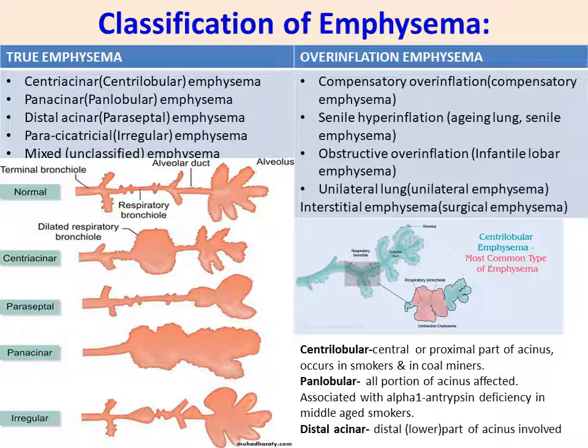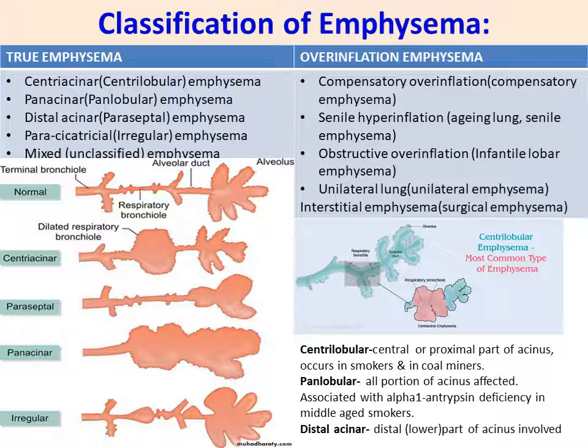Then coming to overinflation emphysema, the other group. Again it has 4 groups: compensatory overinflation, also called compensatory emphysema; second, senile hyperinflation emphysema; obstructive overinflation emphysema; and unilateral emphysema, which are also called interstitial emphysema, surgical emphysema. Let us discuss all these emphysemas one by one.